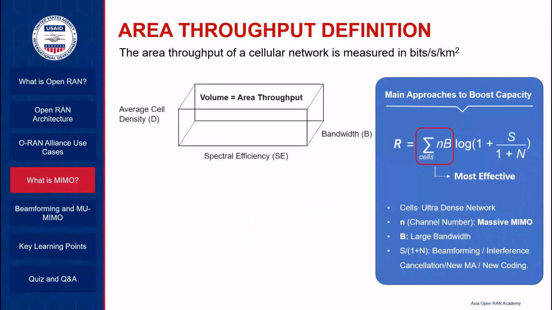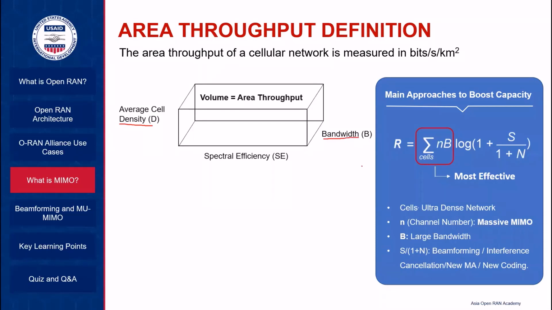So we have a formula, like for example, the volume is the area throughput. So how does our throughput increase? What are the factors that affect and speed up our internet connection? First is the average cell density. The more cells, the better. That's why we are encouraged to build many cell sites for capacity and throughput improvement.